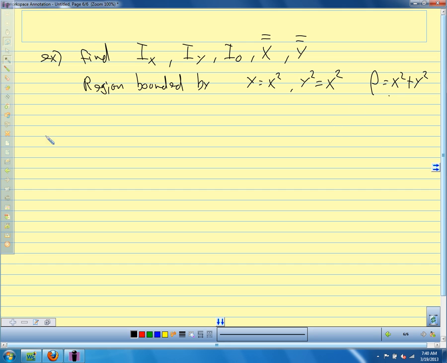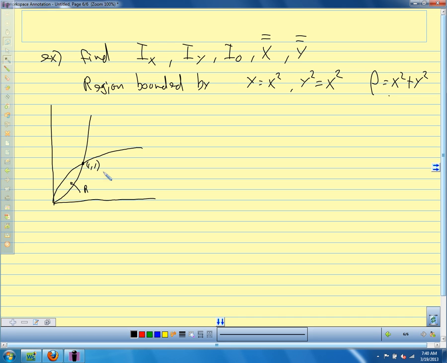So we want to sketch our region. First thing to do is sketch our region. So there's y equals x squared, and here's x equals y squared. So our region is in here. And where do these two intersect? What's this point going to be? 1, 1.